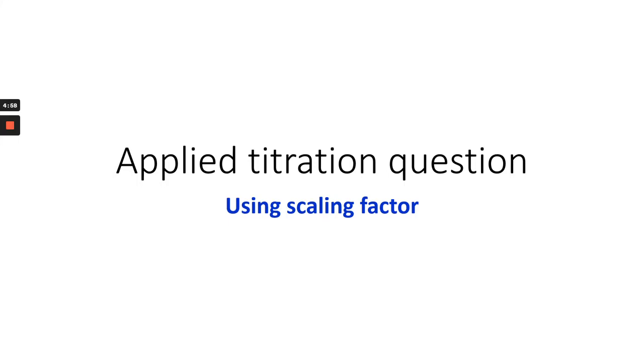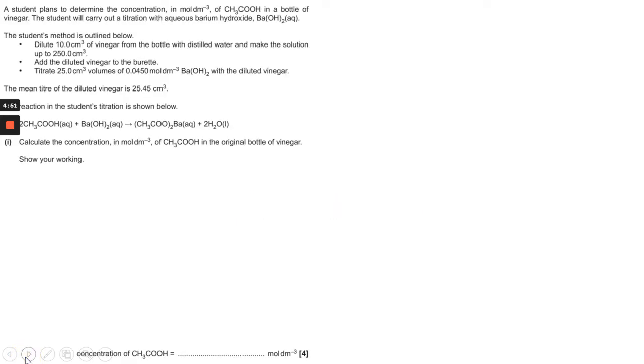Hi, and welcome to this applied titration question using a scaling factor that's a little unusual. So, the student plans to determine the concentration, in moles per decimeter cubed, of ethanoic acid in a bottle of vinegar. And they're going to use aqueous barium hydroxide, Ba(OH)2.